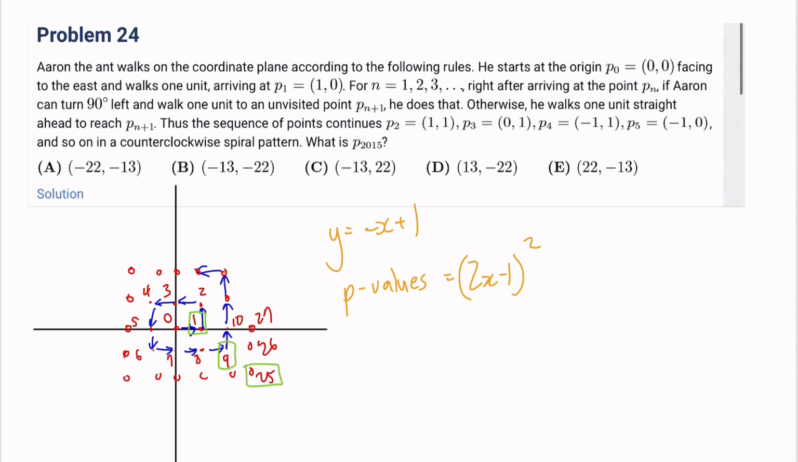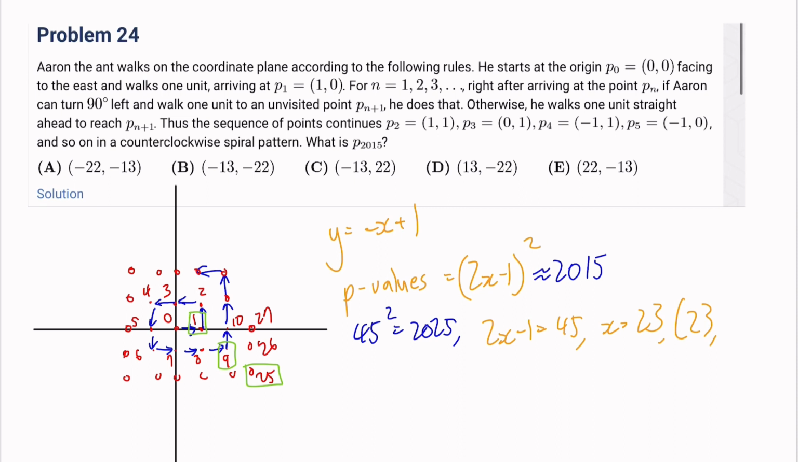And since we need the p-value to be as close as possible to 2015, we know that 45 squared equals 2025, right? And so what if 2x minus 1 equals 45? Then x would equal 23, right? And so that coordinate on the plane would be 23 comma negative x plus 1, so minus 23 plus 1, so it's negative 22. So it's 23 comma negative 22, those are the coordinates.